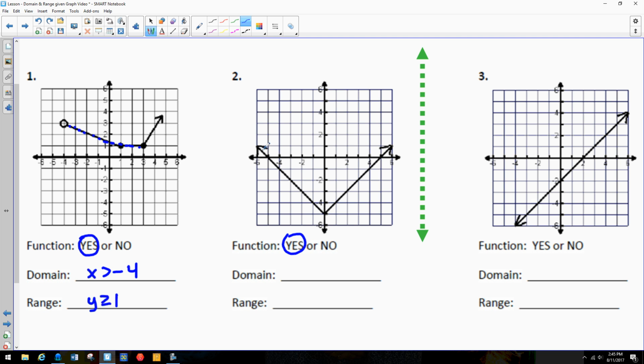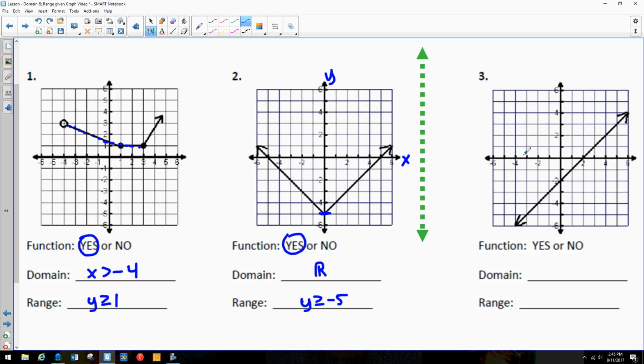For the domain, I have arrows on both ends and one continuous line here. That means the domain is all real numbers. We're going to talk a lot about how the number line for the x-axis represents all real numbers, as does the y-axis. This is our x-axis and our y-axis. Like I said, we'll get into that more in class. For the range, our lowest value is -5, and then it goes up from there. So this is how we represent the range: y is greater than or equal to -5.